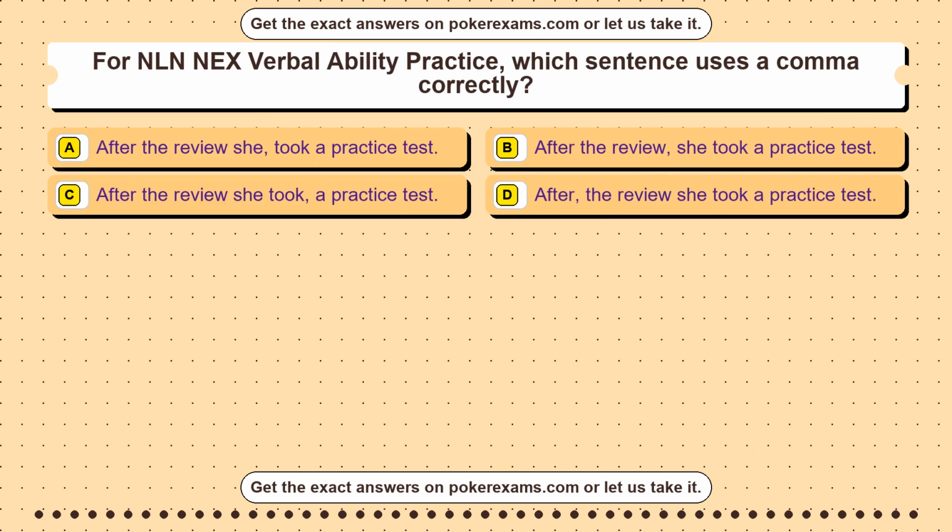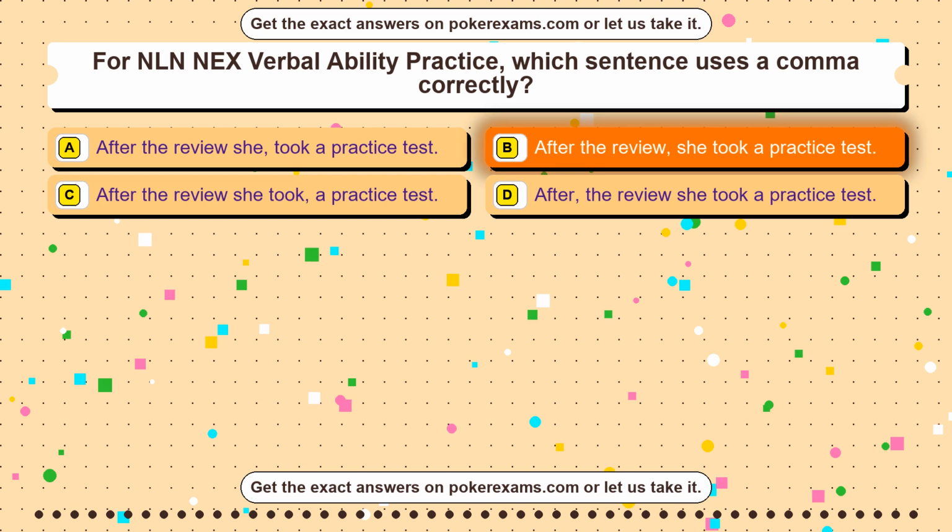Question 32. For get statistics practice, which detail best supports an inference in RLA? Option A. A familiar topic. Option B. A quoted line from the passage. Option C. A personal guess. Option D. A longer answer choice. The correct answer is option B.